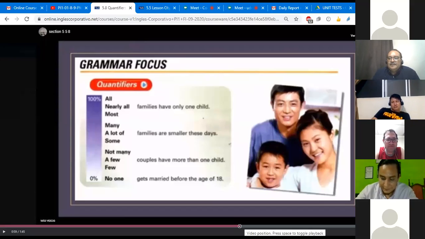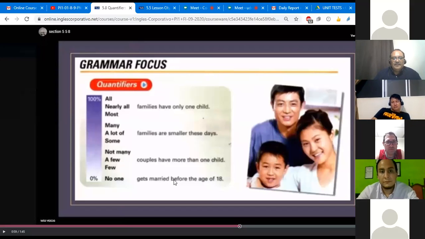The example that Manuel was saying is, for example, you can say, no one reads the Bible. You can say, few people read the Bible, a few people read the Bible. Not many people read the Bible. Some people read the Bible. A lot of people read the Bible. Many people read the Bible. Most people read the Bible. Nearly all people read the Bible. And all the people read the Bible.